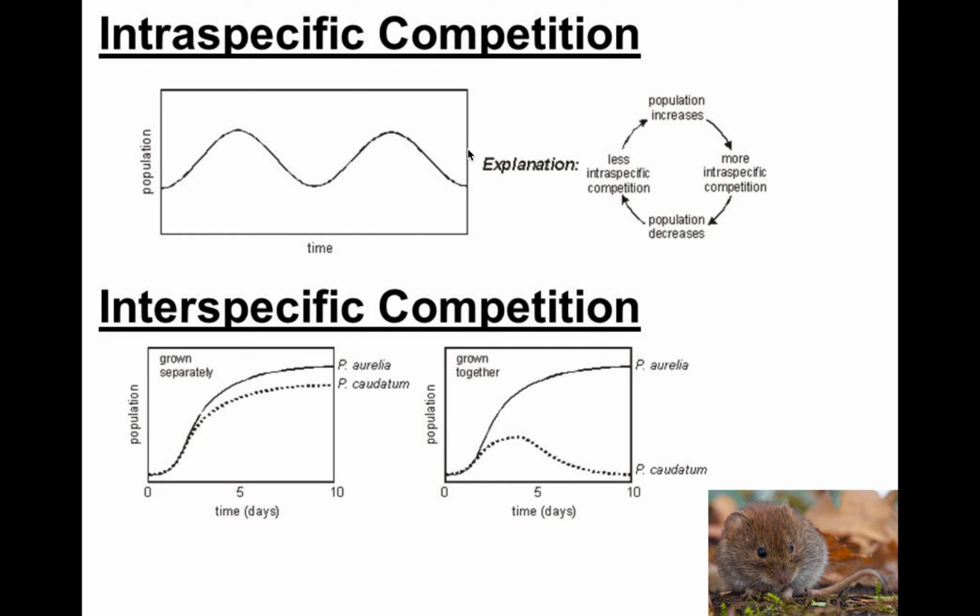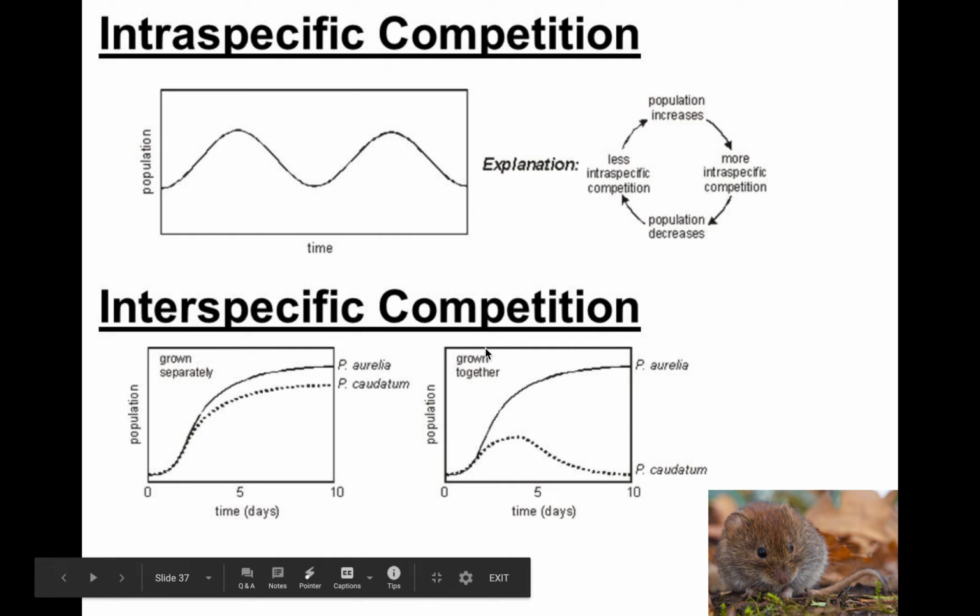Interspecific competition. This is just showing you two different studies or experiments showing population size of two different species. When they're grown separately, they both reach pretty similar population sizes by day 10. However, when they're grown together, you have one that reaches a normal population size, and the other one kind of goes down and almost dies off.